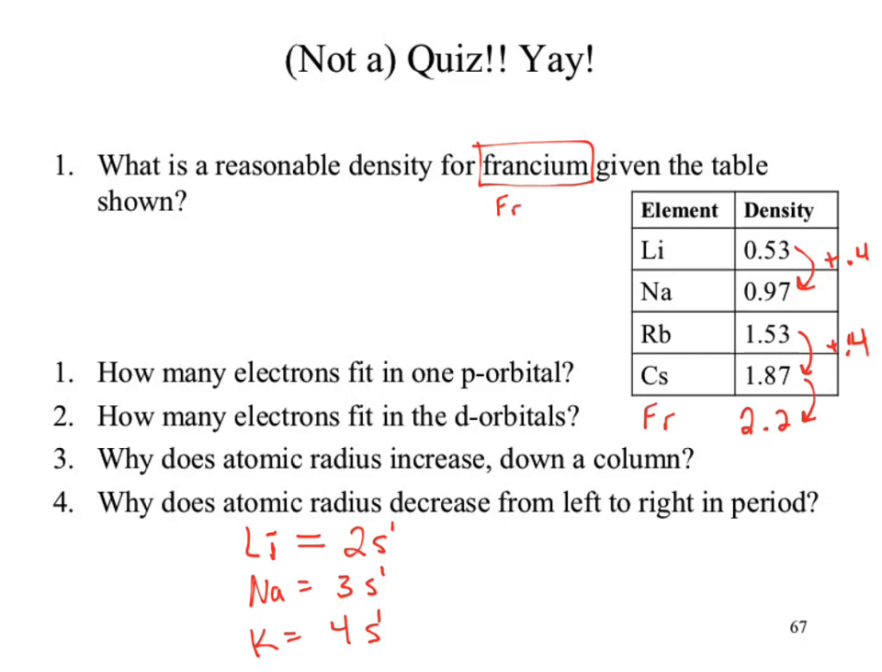Why does our radius get bigger down a column? You're placing the last electron into a higher energy orbital. Okay? It's not that we have more electrons, it's that our last electron is going to a higher energy. That is by definition further away from the nucleus.